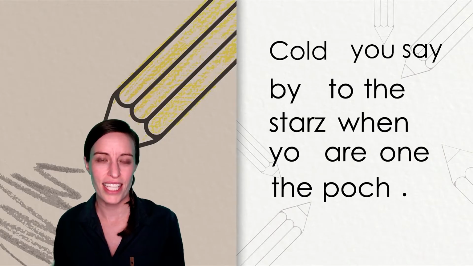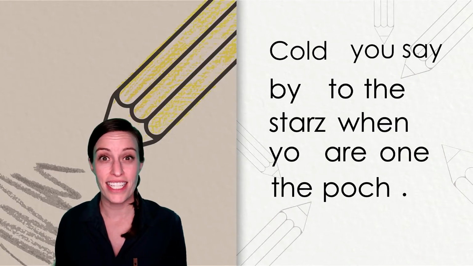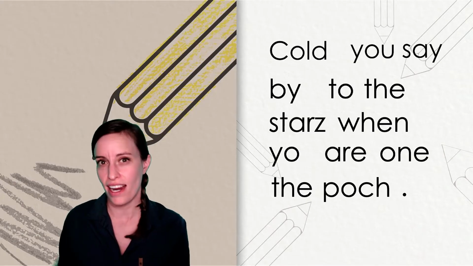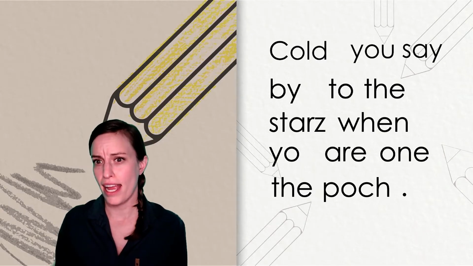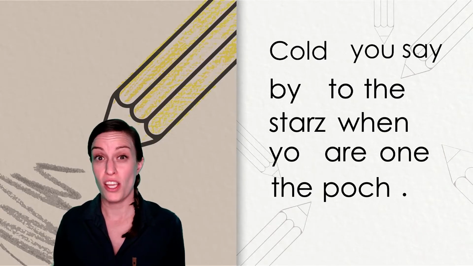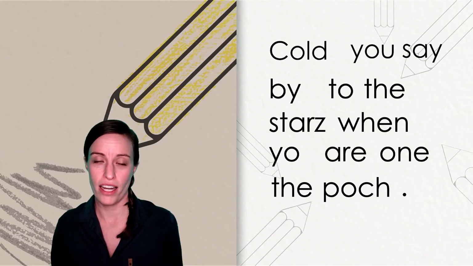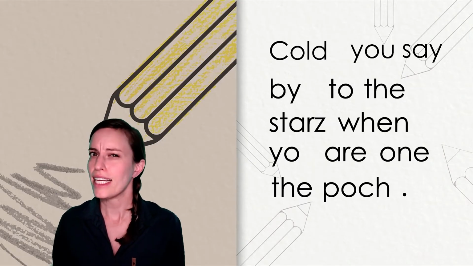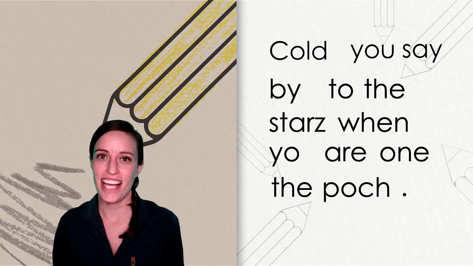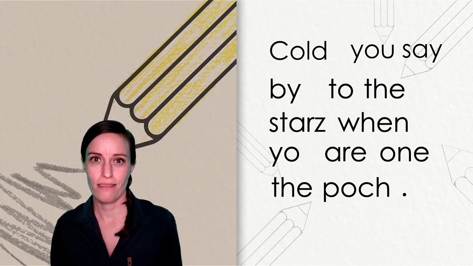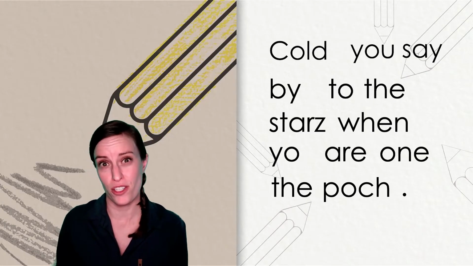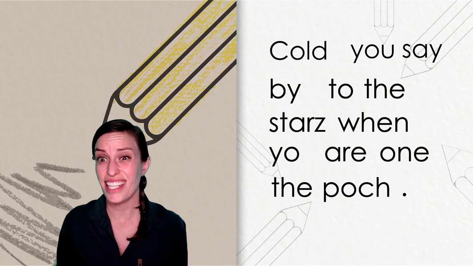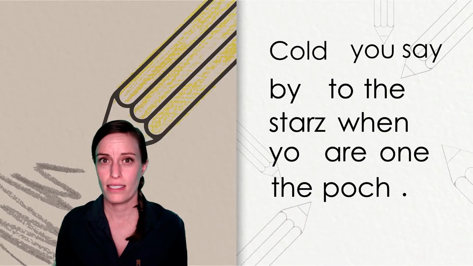We are going to look closely at this sentence and see if we find anything that needs to be edited or corrected. Right now, the sentence says, "Cold you say bye to the stars when yo are won the potch." Wow. Let's look at one part of the sentence at a time. The first part says, "Cold you say." That doesn't make sense. Cold is a temperature. This sentence is asking someone to say something.